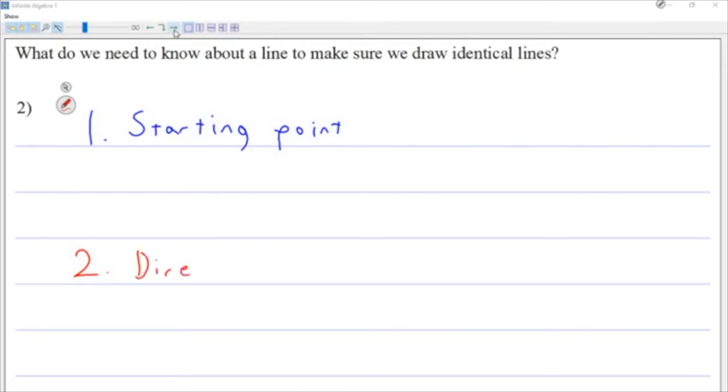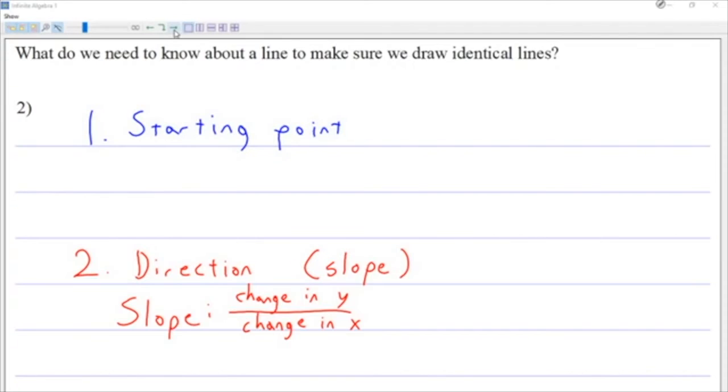And you can do this two different ways. One is to give them another point and say, from this point, go in the direction of this other point. But another way is to tell them how steep or not steep, or how close to horizontal or vertical to make the line. And we can do that through slope. Now this might be a little different from what you're used to, but I like to describe slope as change in Y over change in X, because I think it helps connect what's going on in the graph and what's going on in the formula when we get to it. So change in Y over change in X for slope.